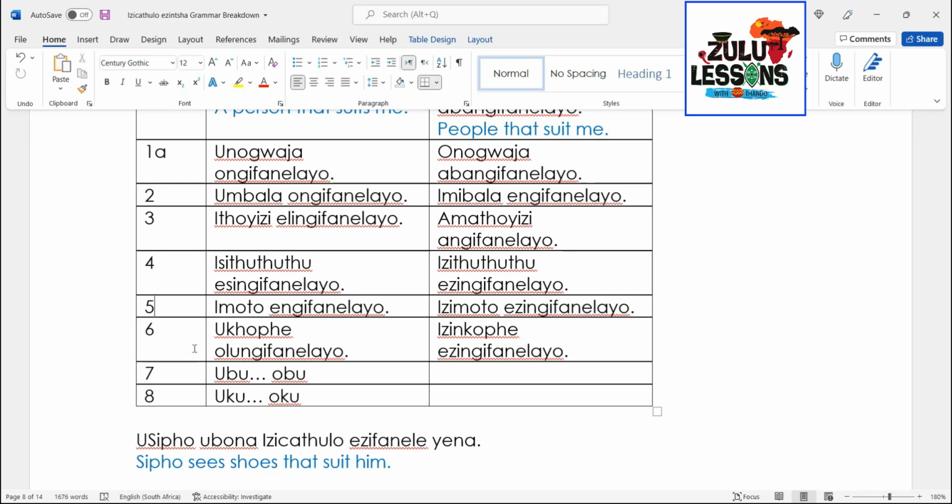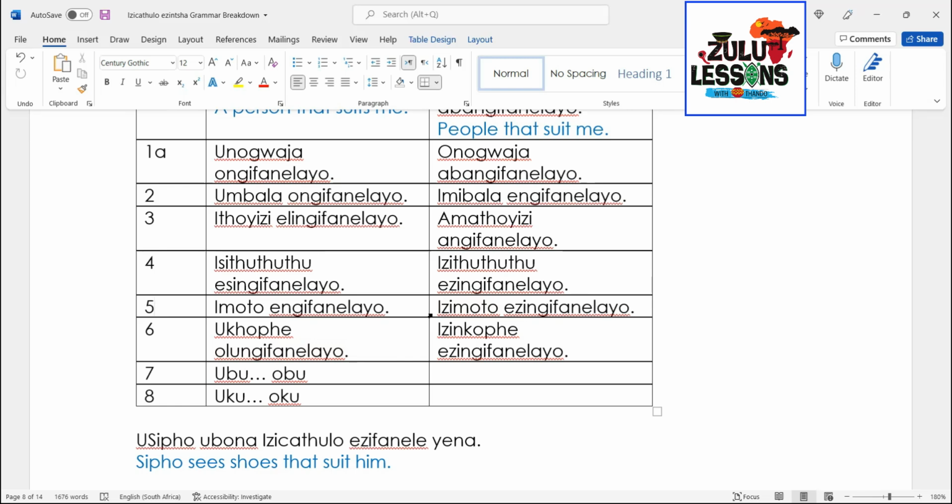So engifanelayo, and then izimoto, the plural of it now, izimoto ezingifanelayo. Ezingifanelayo. So cars that suit me. Ezi being the prefix for the adjective and or adverb for a class 5 plural noun.